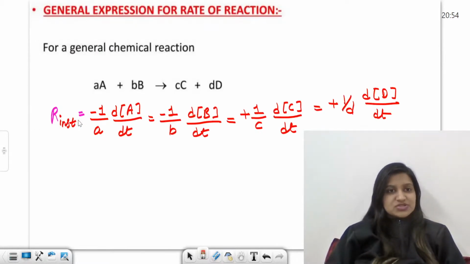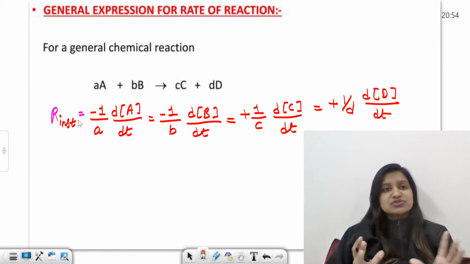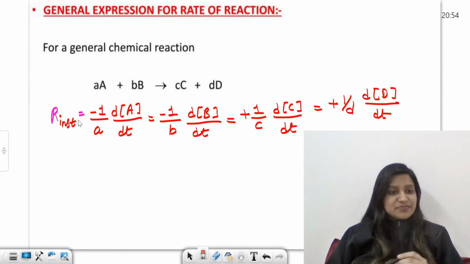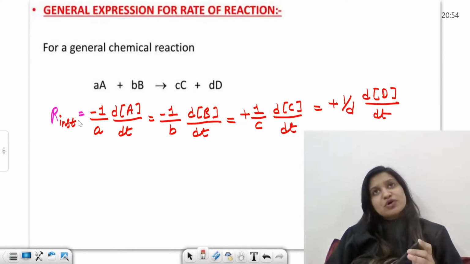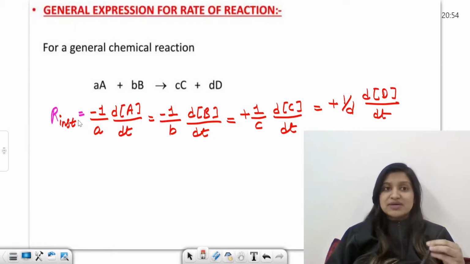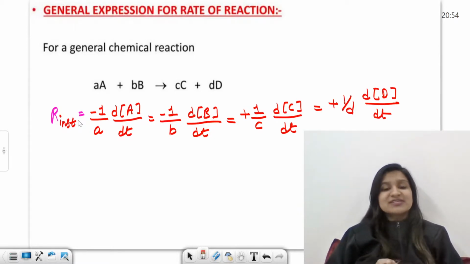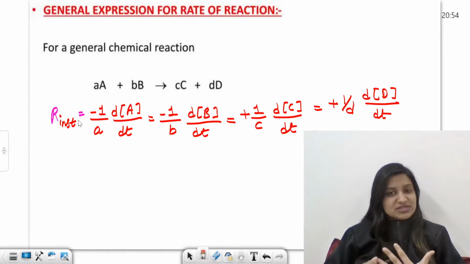So this is a way to write the expression. In the tomorrow session, we will do some questions as well regarding the rate of the reaction. We will begin the class with questions.